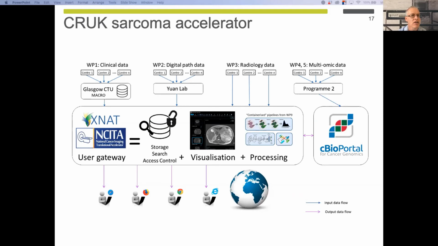It's the CIUK Sarcoma Accelerator, a pan-European collaboration to link clinical, digital pathology and radiology data with genomic studies. Sarcoma is a cancer with multiple different types, some of which really aren't very common, and it would be highly difficult for any individual institution to accumulate enough data to make this type of study feasible. So XNAT is going to provide the main user portal for the whole study, and then within the web app, we'll hand off to cBioPortal for the genomics aspects of the study, which we don't currently cover.